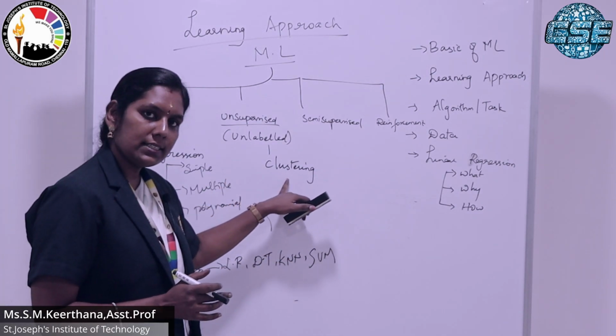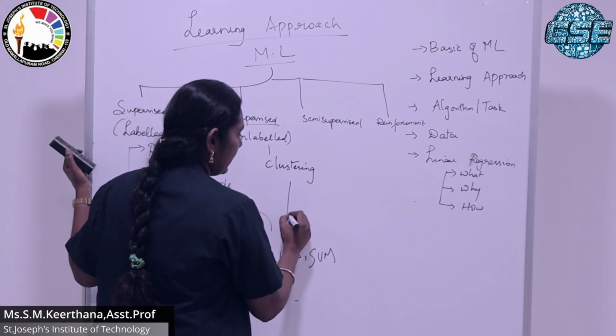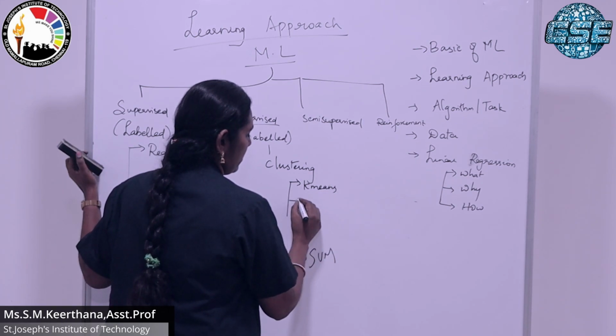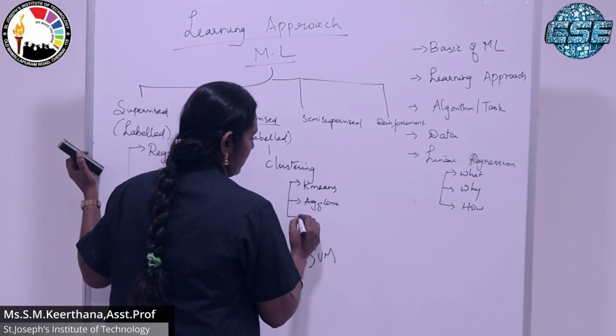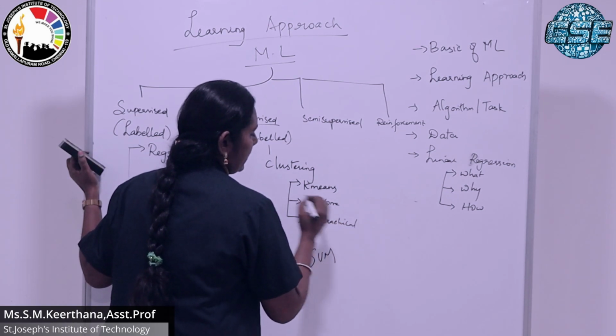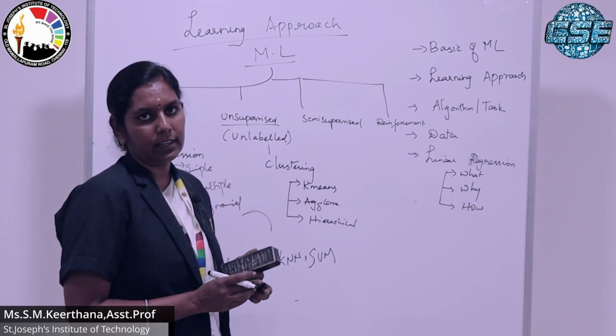So to complete this clustering task, we have a few algorithms present in machine learning. The algorithms are k-means, agglomerative, and hierarchical clustering. So these are the algorithms that are available to complete the clustering task.